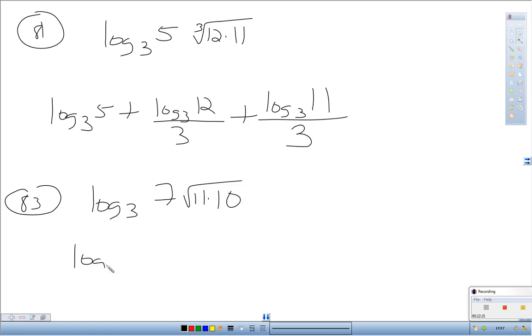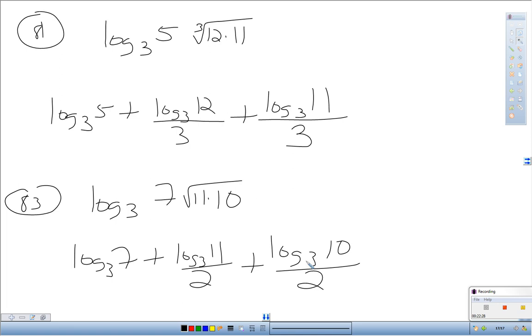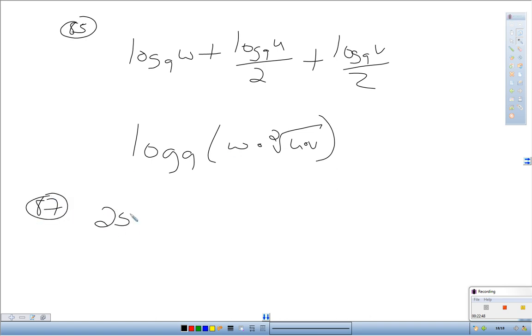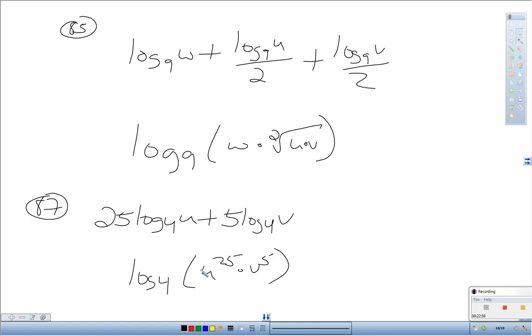So that would be log base 3 of 7 plus log base 3 of 11 over 2 plus log base 3 of 10 over 2. Alright, for number 85, it wants you to condense log base 9 of w plus log base 9 of u over 2 plus log base 9 of v over 2. When I condense this, it's going to be log base 9 of w times the square root of u times v. For 87, it wants you to condense 25 log base 4 of u plus 5 log base 4 of v. So this would be log base 4 of u to the 25th times v to the 5th.